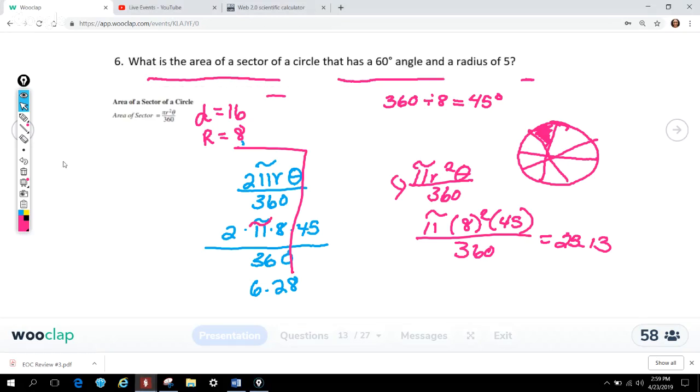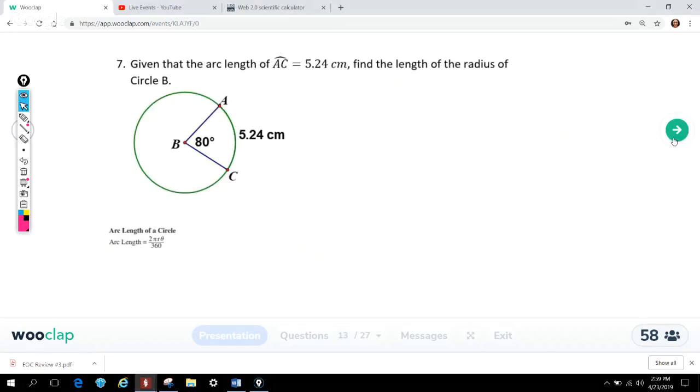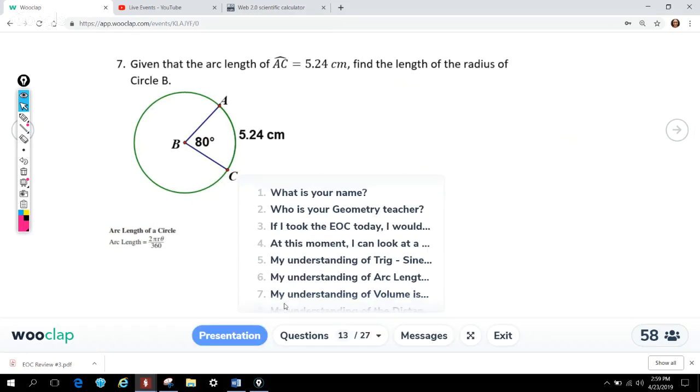Okay, next question. This again is just focusing on area of a sector. Who needs to do area of a sector one more time? Okay, I'm going to move on because not as many hands went up. I want to cover as much information as I can. You can watch the other videos, but I want to show you number 7. Everyone go to 7, please.